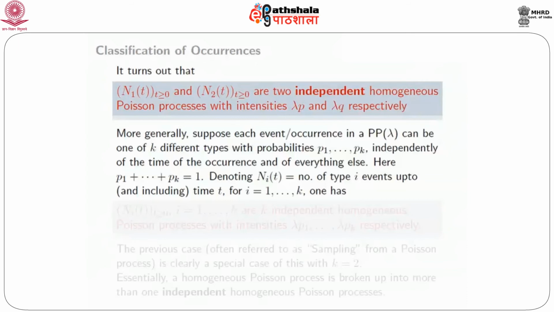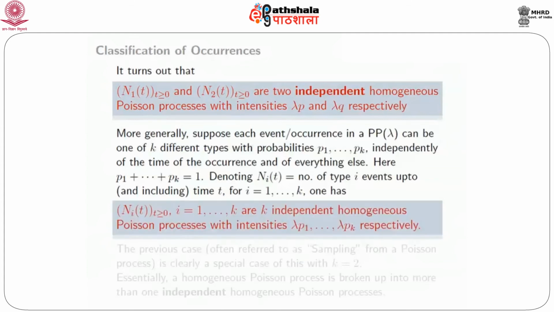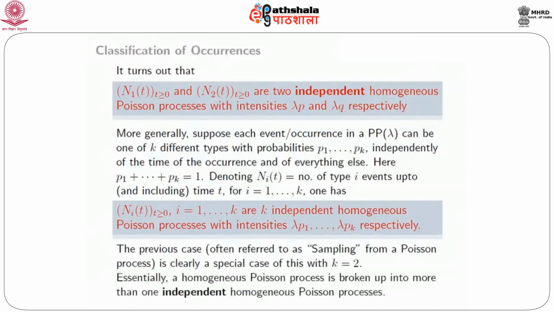Suppose I denote, for every i from 1 through k, N_i(t) as the number of type i events up to and including time t. Then one can show that these N_i(t), for i equal to 1 to k, are k distinct counting processes, and they add up to N(t). The sum of these k processes at any t is N(t). It turns out that these k counting processes are themselves k independent homogeneous Poisson processes with intensities lambda p1, lambda p2, etc., lambda pk respectively.